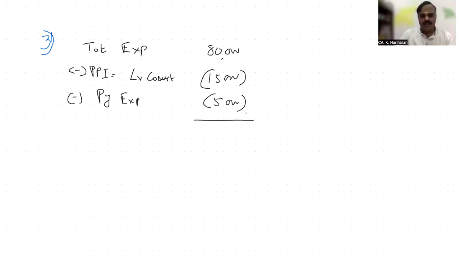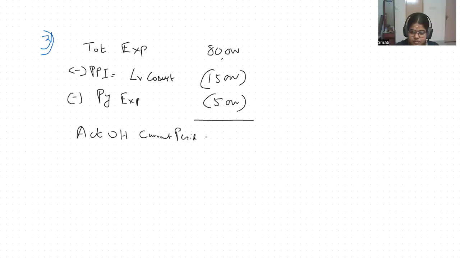Actual overhead for the current period, or current year. How much does the actual overhead for the current period come to? Remains 60,000, sir. 60,000 only belongs to this particular period. Am I right? This is the actual overhead.